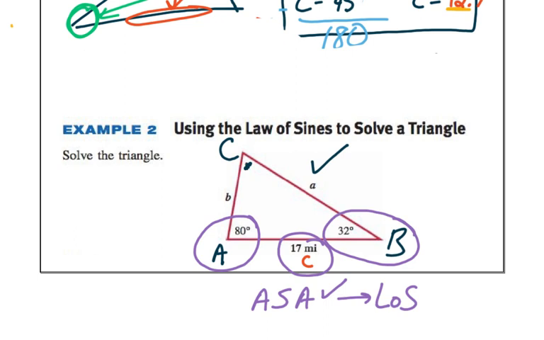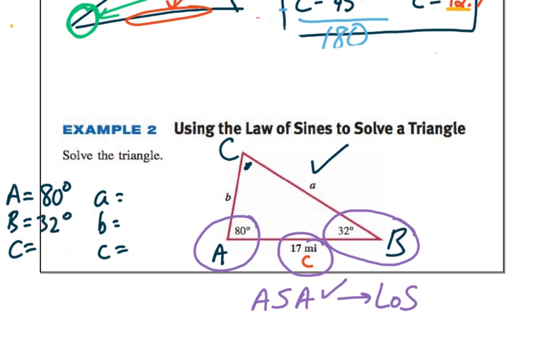So we'll make a little answer box off to the side here. Angle A, angle B, angle C, side A, side B, and side C. Let's fill in what we know. We know that angle A was 80 degrees. We know that angle B was 32 degrees. And we know that side C over here is 17 miles.